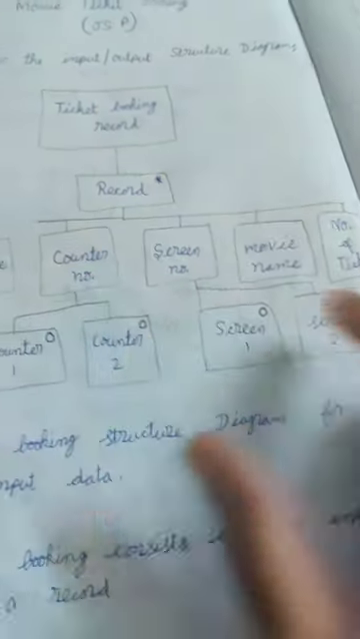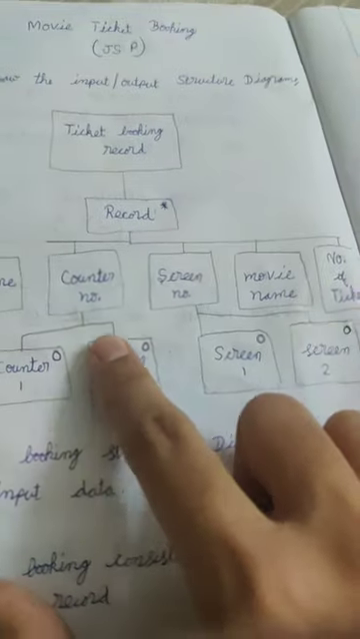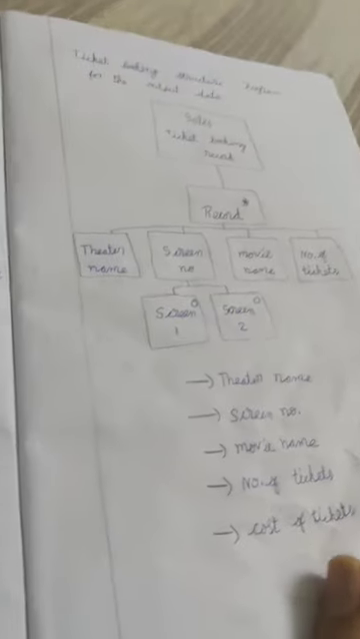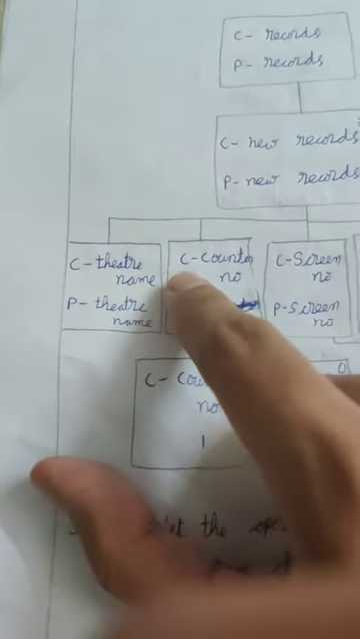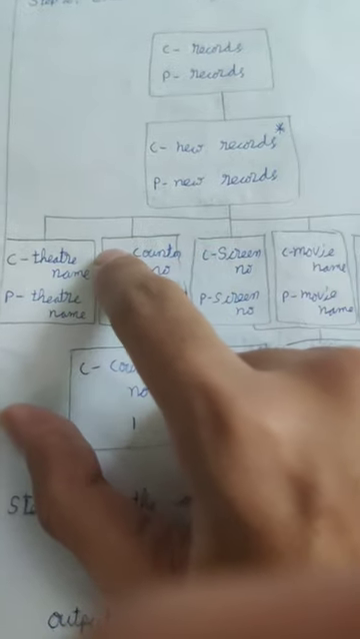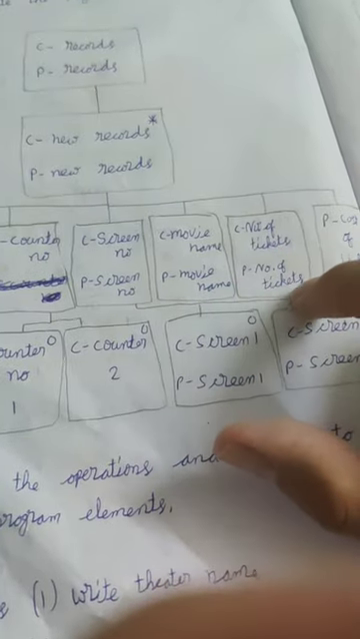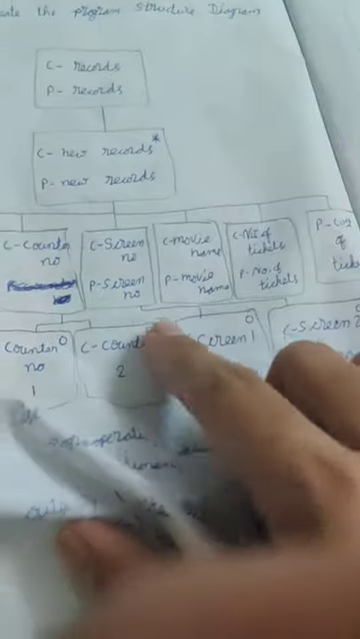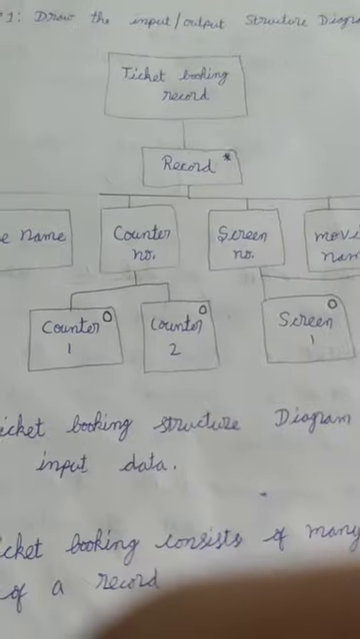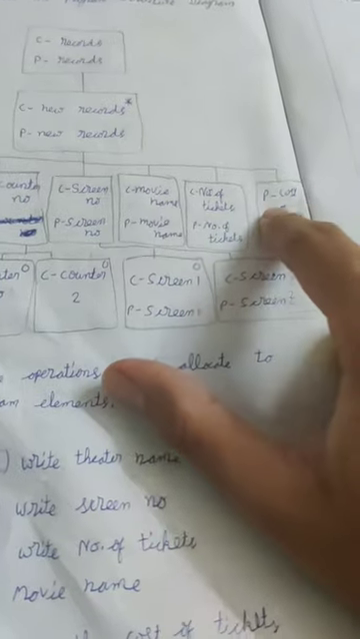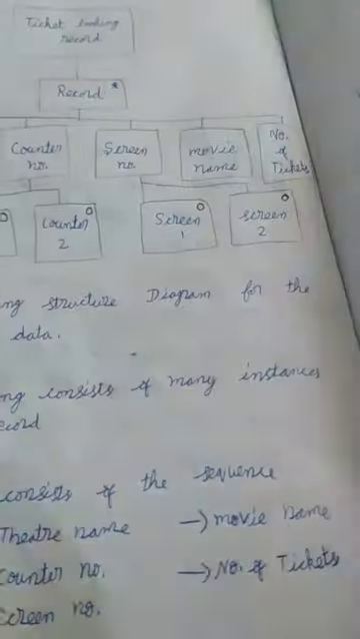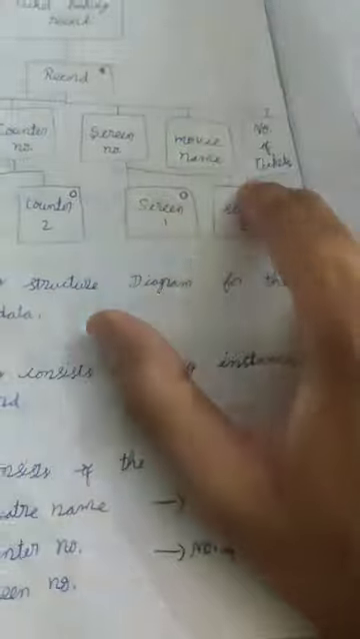Counter number is only in the input structure diagram, and we don't have it in the output structure diagram, so we put C. Screen number, CP. Movie name and number of tickets booked, these three we have in the input structure diagram as well as in the output structure diagram. Then we have to take the cost of tickets. We don't have cost of tickets in the input structure diagram, but we have it in the output structure diagram, so I mentioned P.